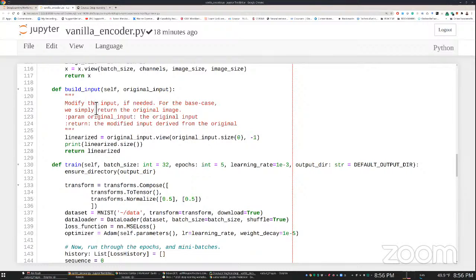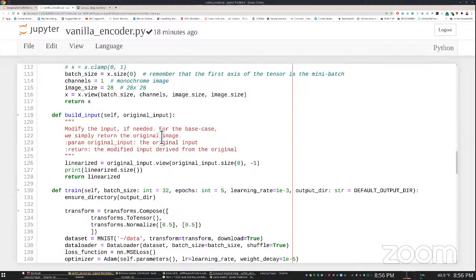Okay. A build input. From the previous function, can you touch upon why you had the static method?